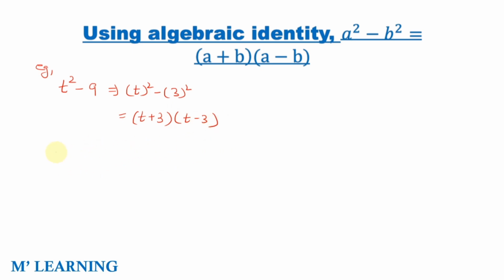Now let's see one more. Suppose we have x square minus 15. Now x square can be written as x whole square, and since 15 is not a perfect square, we can write 15 as root 15 whole square. So now this becomes a square minus b square, which is a plus b and a minus b. x plus root 15, x minus root 15 are its factors.